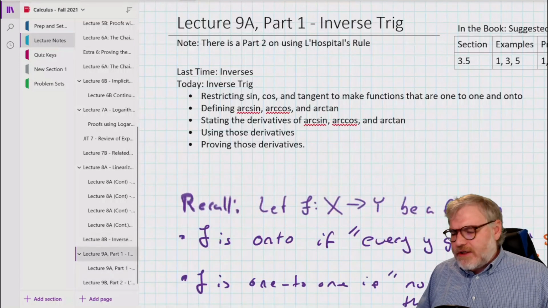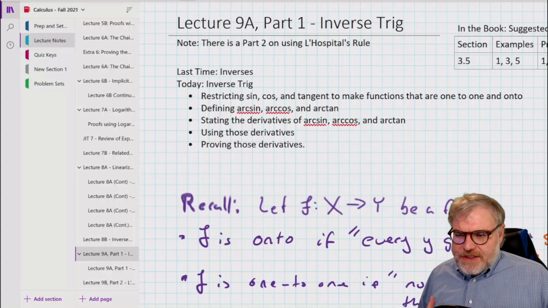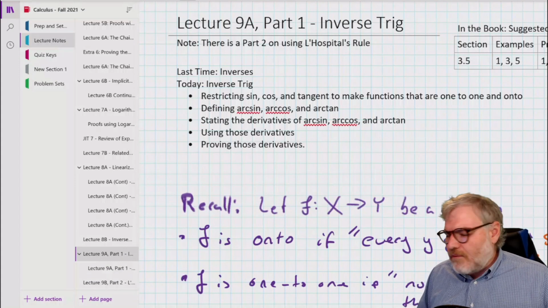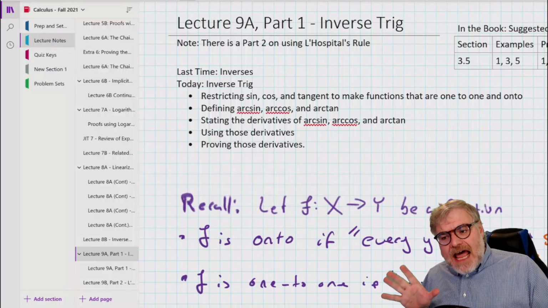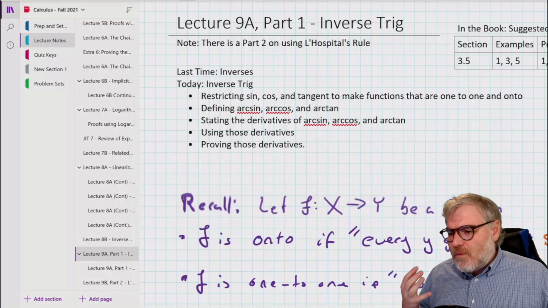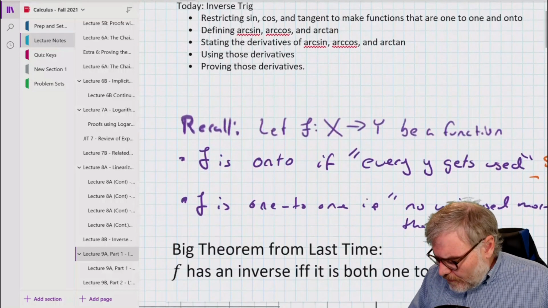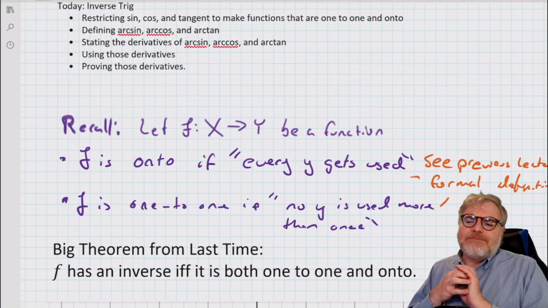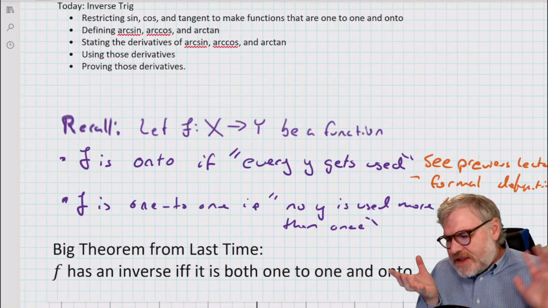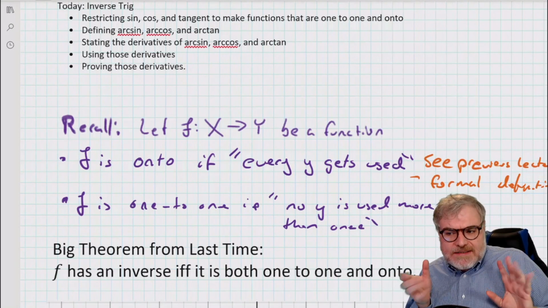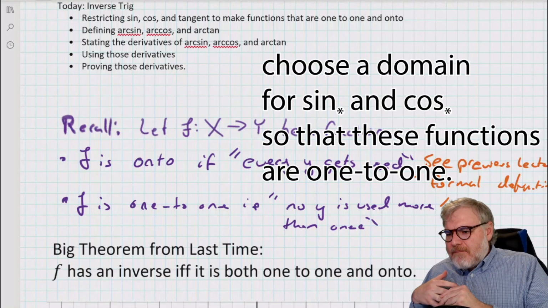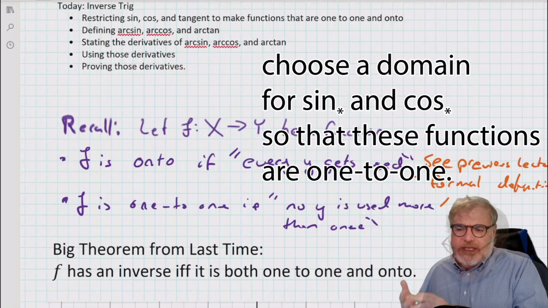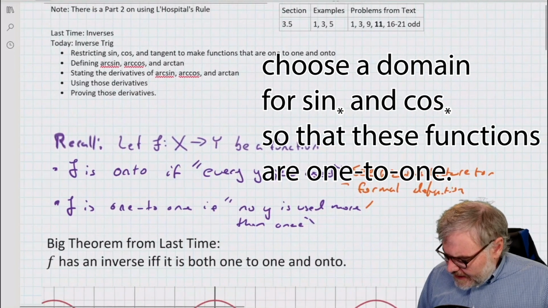Well, now we're going to look at the same thing. The trig functions, sine, cosine, and tangent, also have this problem where they're not 1-to-1 and onto. Now, tangent actually is onto, but it's not 1-to-1. So we need to make a restriction. We need to make some choices, and the choice we're going to make is going to give us the ability to create an inverse. So let's look at the restrictions that we need to make.